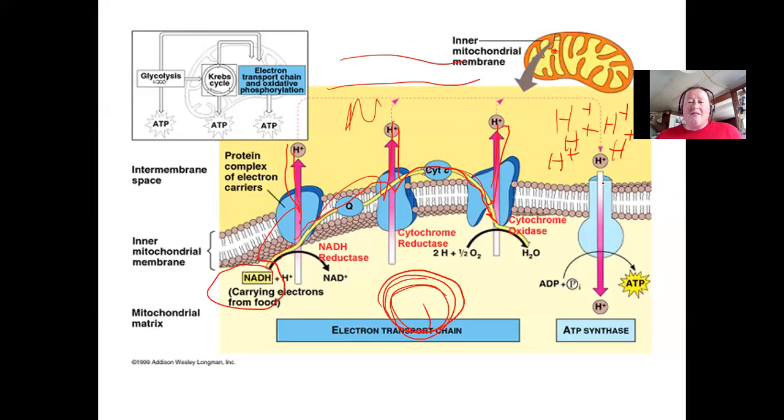So what happens is it starts coming through this ATP synthase channel, and it acts kind of like a windmill or a water wheel, a paddle wheel. It provides the energy with each electron to add a phosphate group to ADP to make ATP. So this is the oxidative phosphorylation, and that is the electron transport.